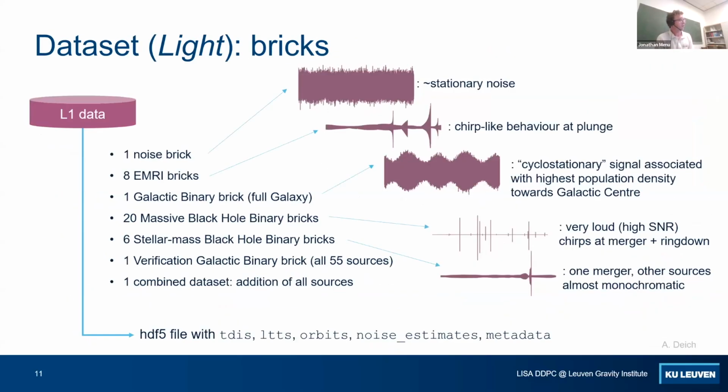These data sets are produced in so-called bricks. Because we assume at this point that the response is linearly additive, we can produce individual bricks that represent the different sources and the different signals. Individual sources, and the noise brick is also separate. This allows you to make your custom mix of, for instance, MRIs and the galactic binaries, including or excluding noise, which is all very useful at this early stage where you want to build your pipeline.